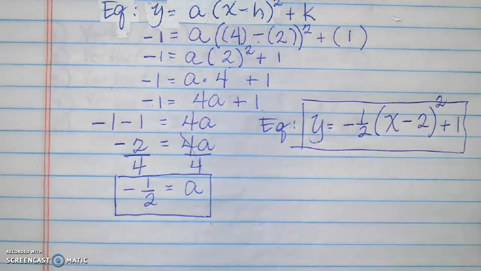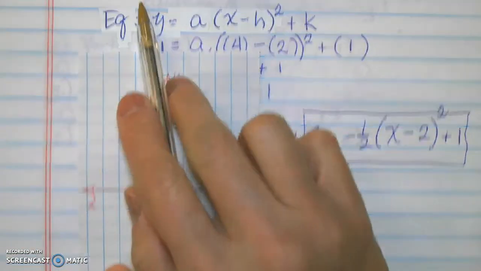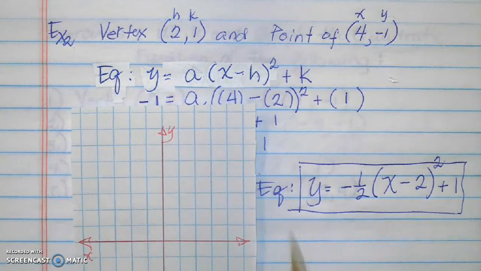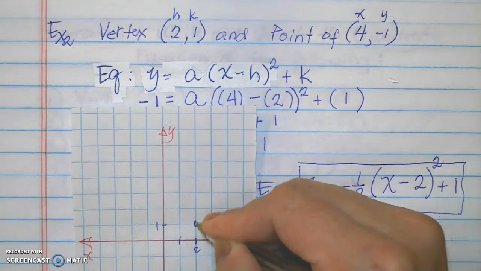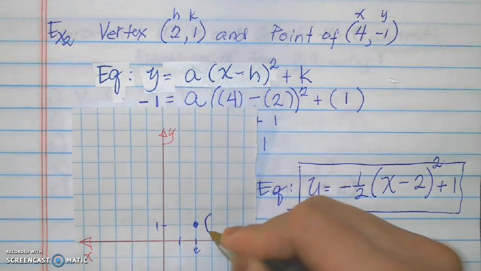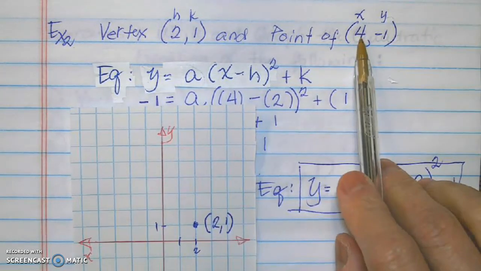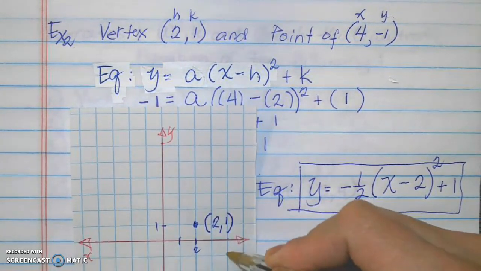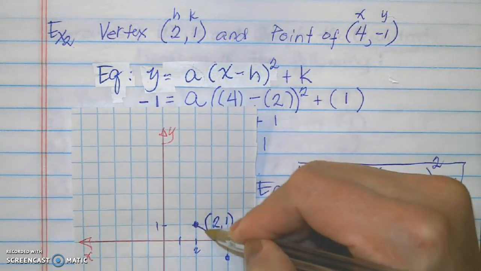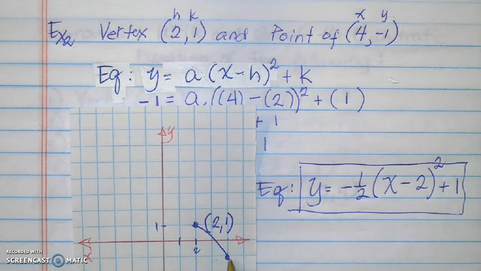So let us now start graphing. So our graph would look like this. It says that the vertex is at 2, 1. So this is your vertex right here. And this is 2, 1. And it says that your point is 4, negative 1. So that is 1, 2, 3, 4. Negative 1 is here. You can see that the opening is down. And you can see that your graph is being vertically compressed because it's wider opening.